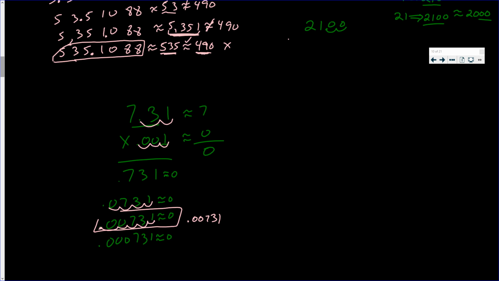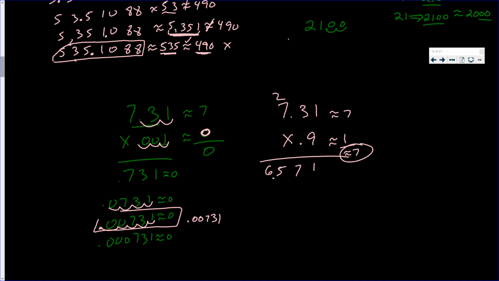And how did you know this? Because one of the numbers was near 0. Now that doesn't mean that if you multiply by 0.9, that's around 1, and this one's around 7, the answer should be around 7. 9 times 3 is 27. 9 times 7 is 63, plus 2 more is 65. I'm supposed to be near 7, so I put the decimal right there.